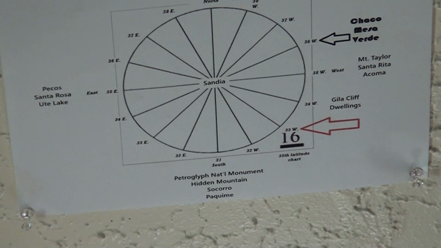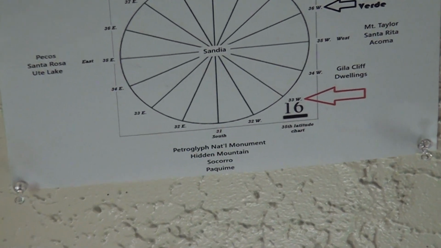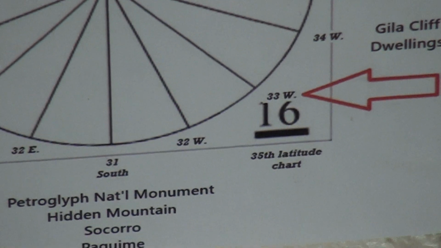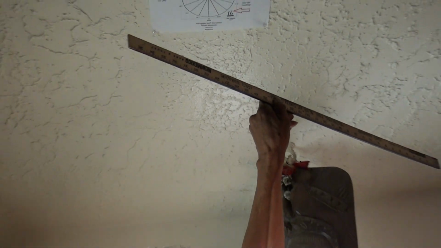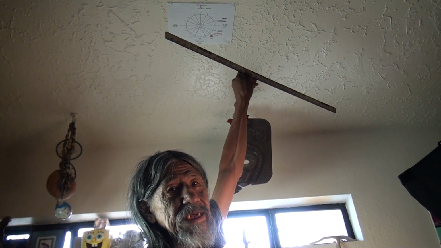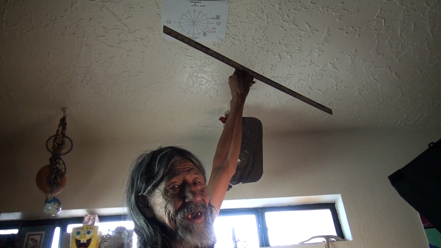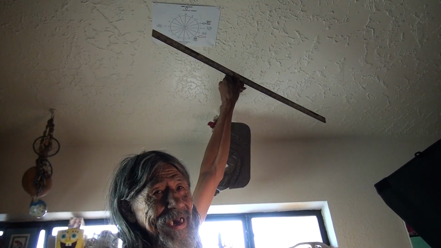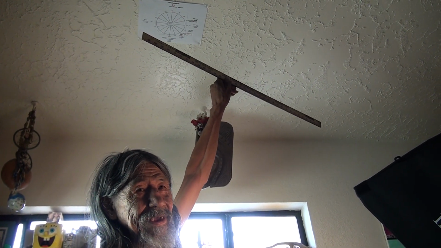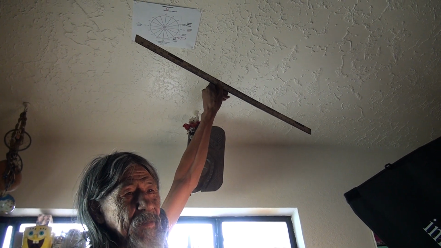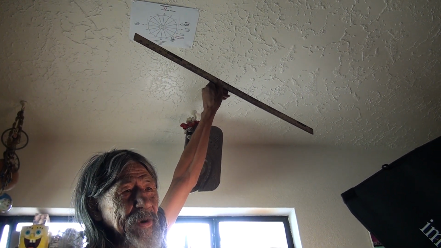And what happens when you follow that alignment from the Sandias, you follow that straight line, it'll take you to the Gila cliff dwellings. And all you got to do is follow a straight line. And how do you follow a straight line? By horizon to horizon. You follow the place where you just came from, and you mark it to the place you're going to, and to the place where you're at.